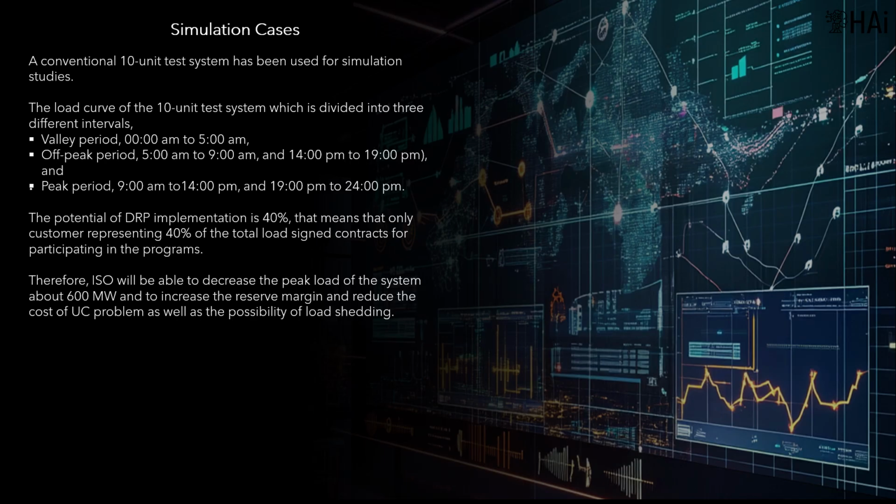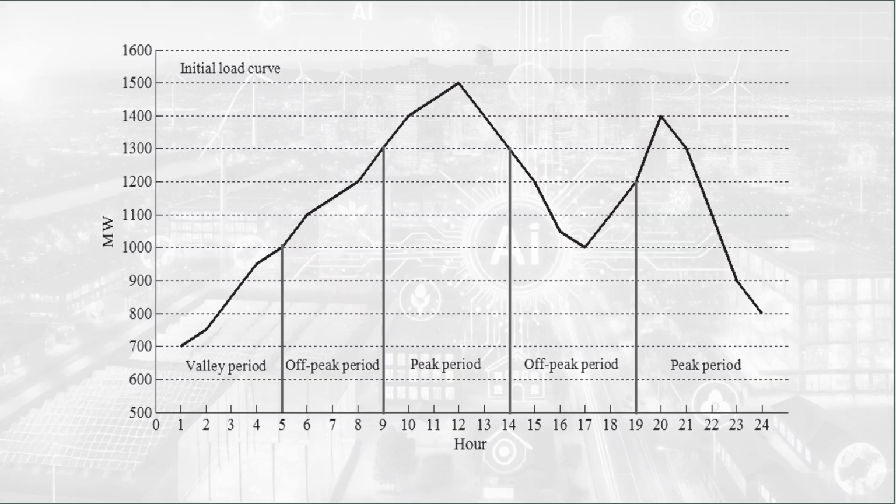Simulation cases. A conventional 10-unit test system has been used for simulation studies. The load curve of the 10-unit test system is divided into 3 different intervals. Valley period, 0 a.m. to 5 a.m. Off-peak period, 5 a.m. to 9 a.m., and 14 p.m. to 19 p.m., and peak period, 9 a.m. to 14:00 p.m., and 19 p.m.